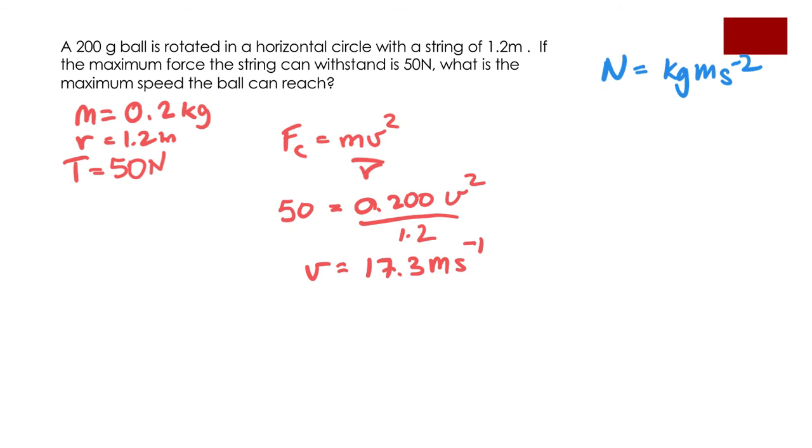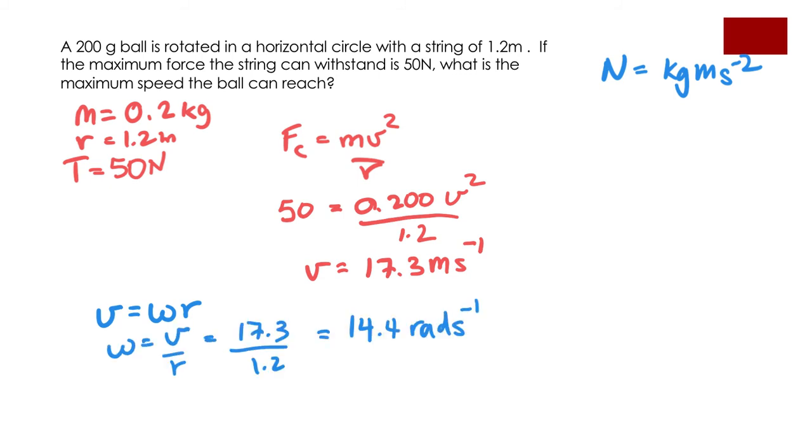So, in other words, what's the angular velocity that would need to happen with that ball if it's doing a linear velocity of 17.3 meters per second? Let's calculate this out. Let's first use our equation to calculate angular velocity. That's going to give us a value of 14.4 radians per second. Now, that really doesn't mean much to me, so let's change that into revolutions per second.